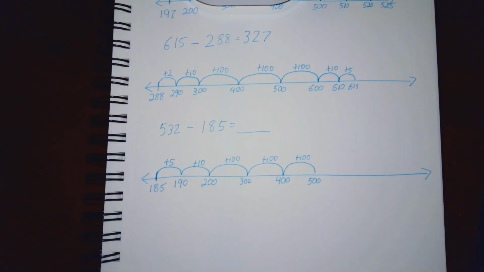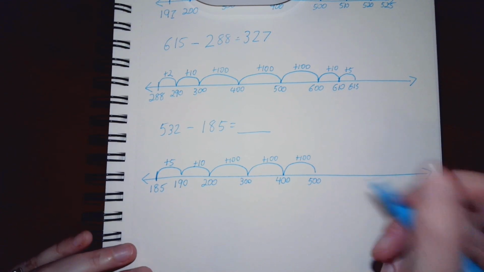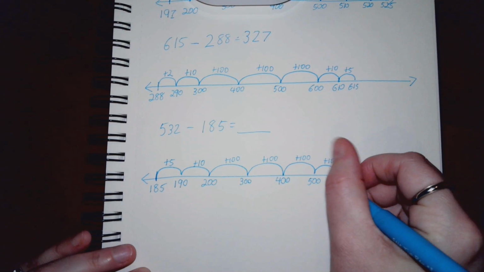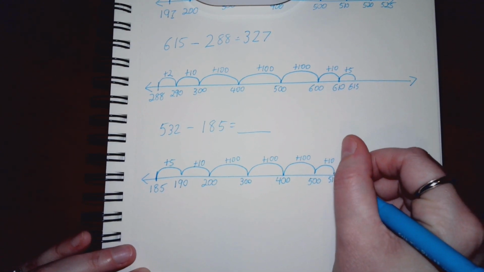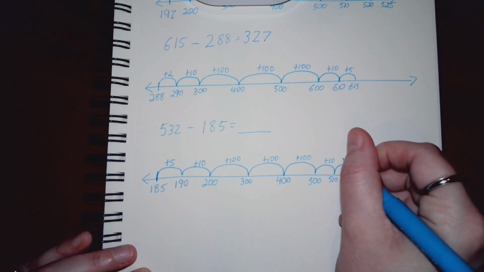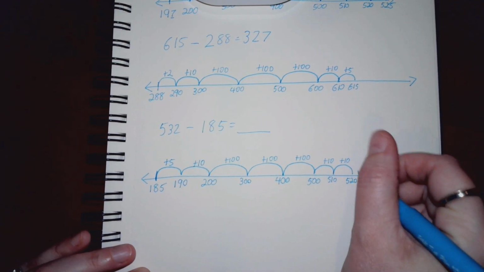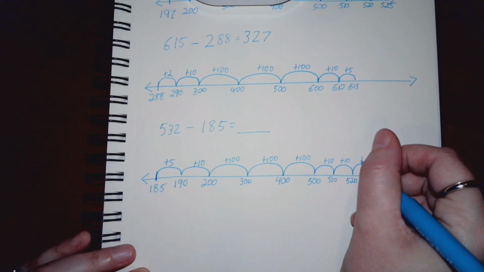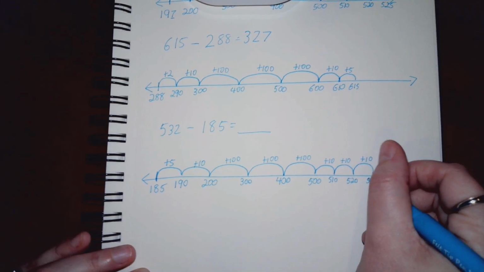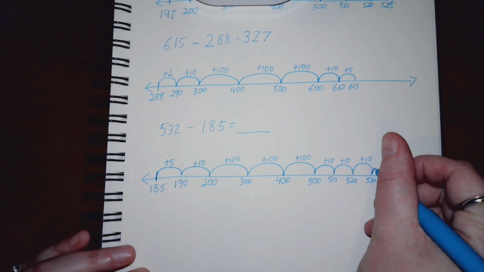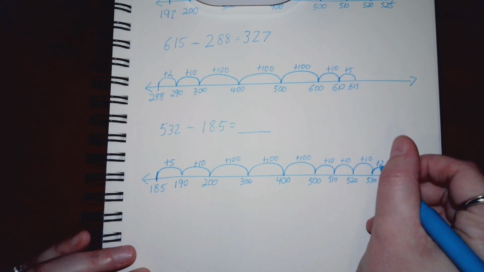Okay, so now I have 32 left to go. So I'm going to do a hop of 10, which gets me to 510. I can do another 10. That gets me to 520. I can do another 10, which gets me to 530. And then here's another 2 hop to get me to 532.